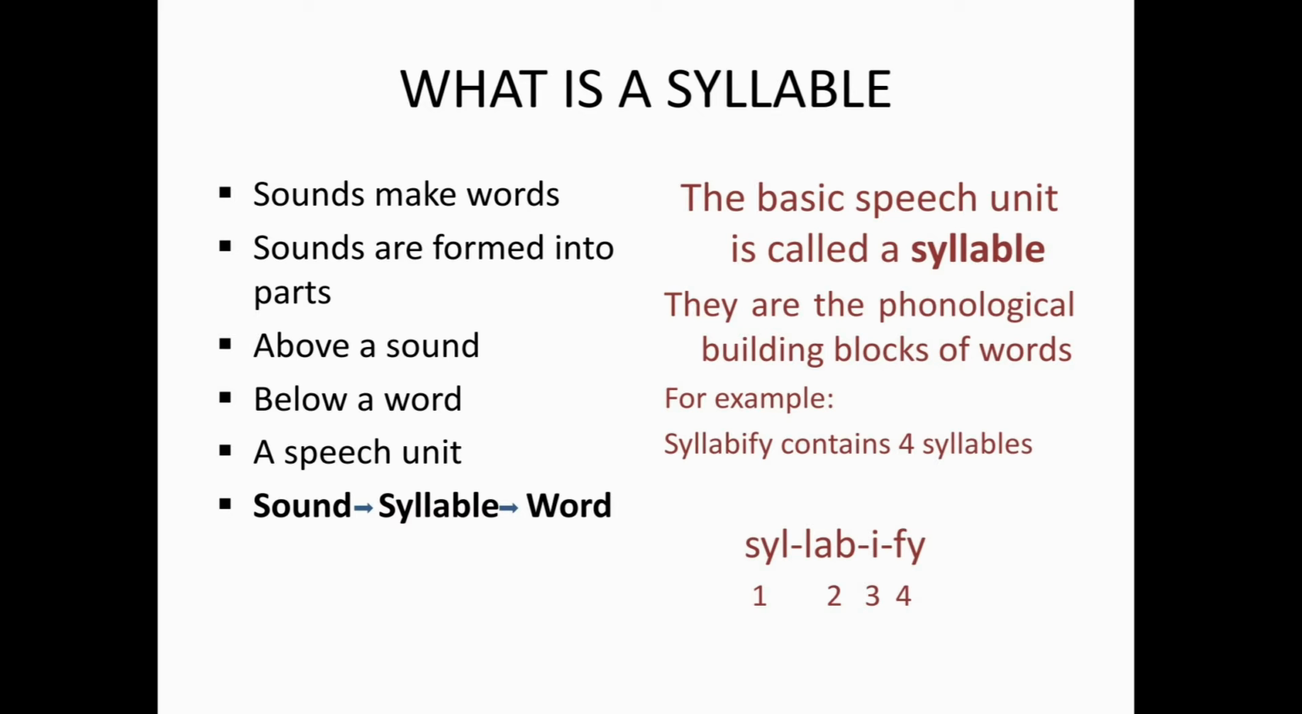With this example, we can understand how a syllable forms. The word syllabify contains four syllables. You can see on the screen: syl, la, bi, fy. In each syllable, we find a vowel sound. So, this is the way a word forms.